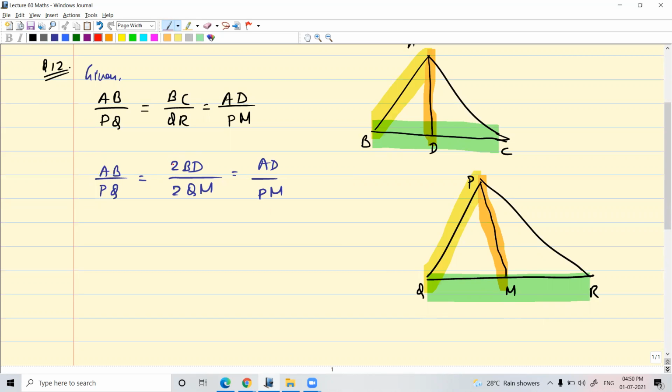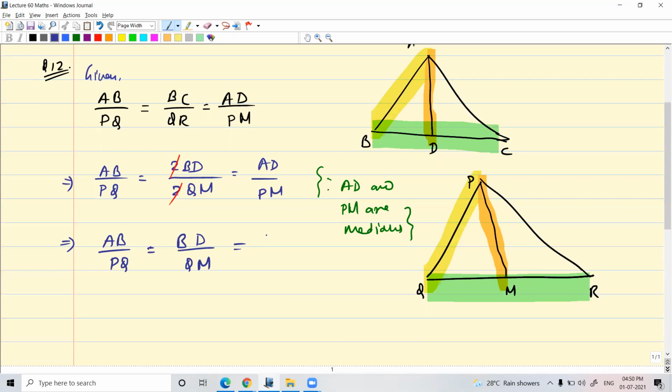Cancel the 2 and 2. So what do we have finally? Give the reason also. Why are we saying this? Since AD and PM are medians, D will be the midpoint. That's why BD will be half of BC and QM will be half of QR. All right, so how can we write it? Now I can write it as AB by PQ is equal to BD by QM is equal to AD by PM.